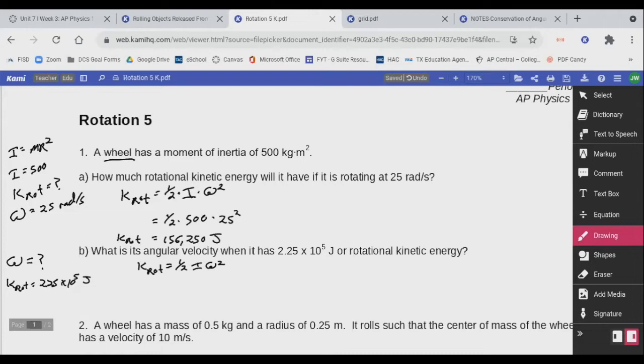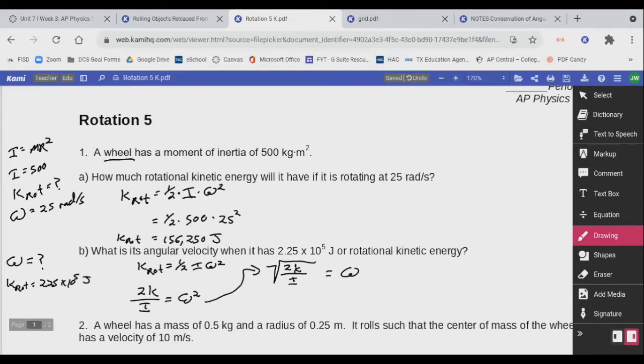I need to rearrange it to solve for omega. So I'm going to multiply both sides by 2 to get rid of the half, divide by my rotational inertia or moment of inertia, and then square root. That just moves things around. I'm going to drop the rot part because it makes me write too much. So 2 times the kinetic energy divided by I equals omega squared, and then the square root of 2K over I equals omega. Does that work? I hope so. It should be sort of right.